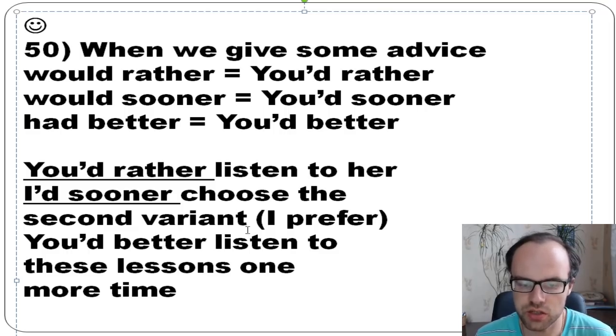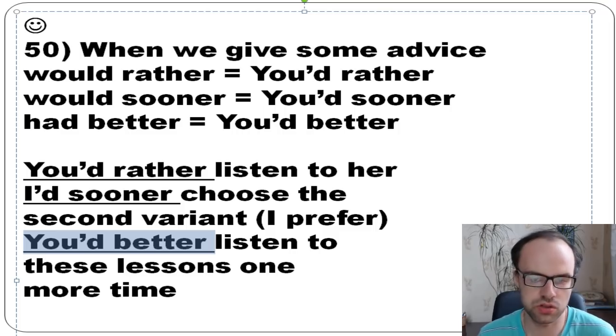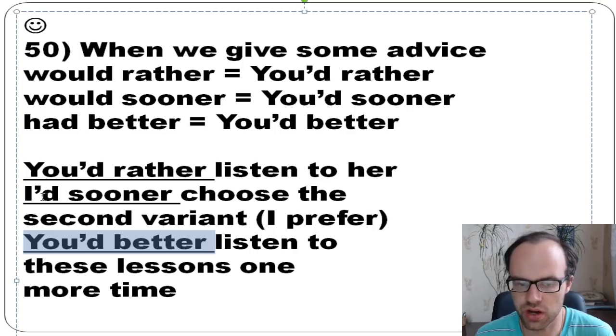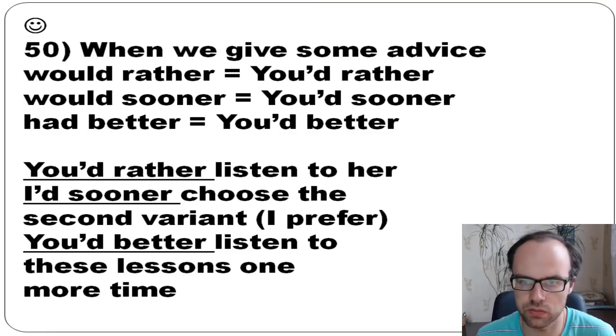Okay. You'd better listen to these lessons one more time. It means it's a good idea for you if you listen to these lessons one more time. So if you do it, it will be better. Okay. So you'd rather. We often use you'd rather, you'd better when we give some advice. And we often use I'd sooner when we talk about something which we prefer. Okay. Very good.